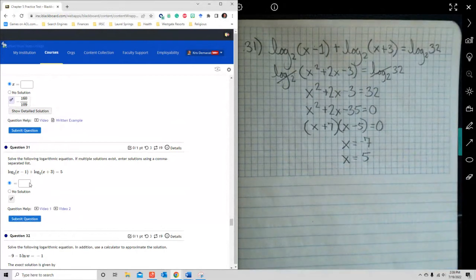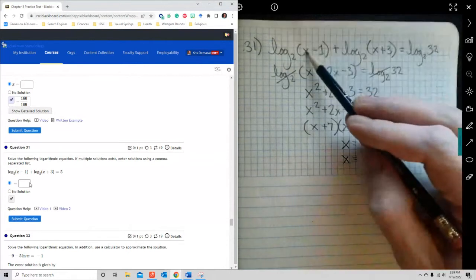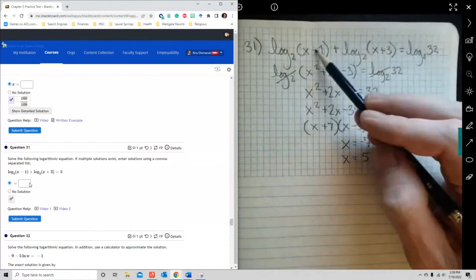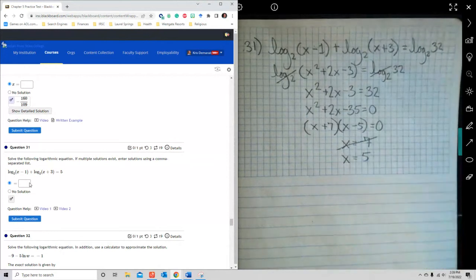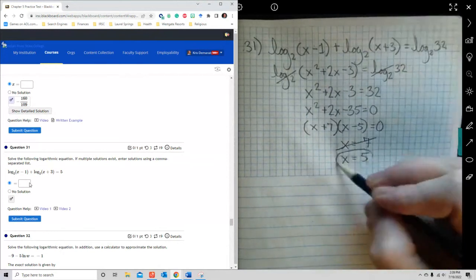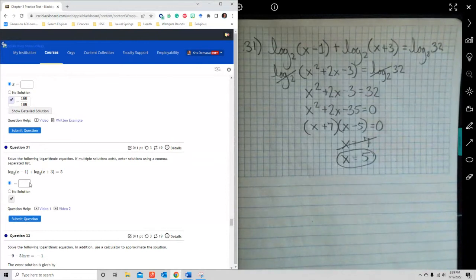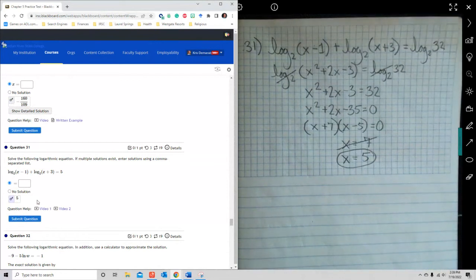Now we have to make sure that with each component that we take a look at, it doesn't result in a negative value inside the logarithm. And so when we look at it, -7 put in here is going to give us -7 minus 1, which is -8. So this is a throwaway. We can't use that value. So this is the answer we're looking for. And that's why the answer is 5. Okay, we have to make sure it works. It's called an extraneous solution. It works for the process, doesn't work for the answer.